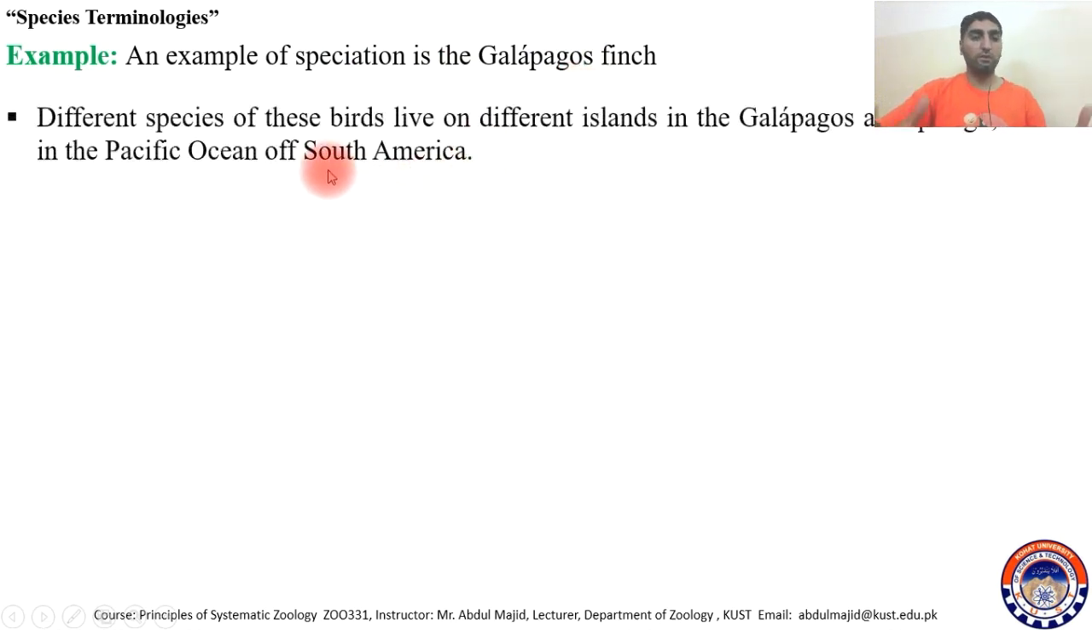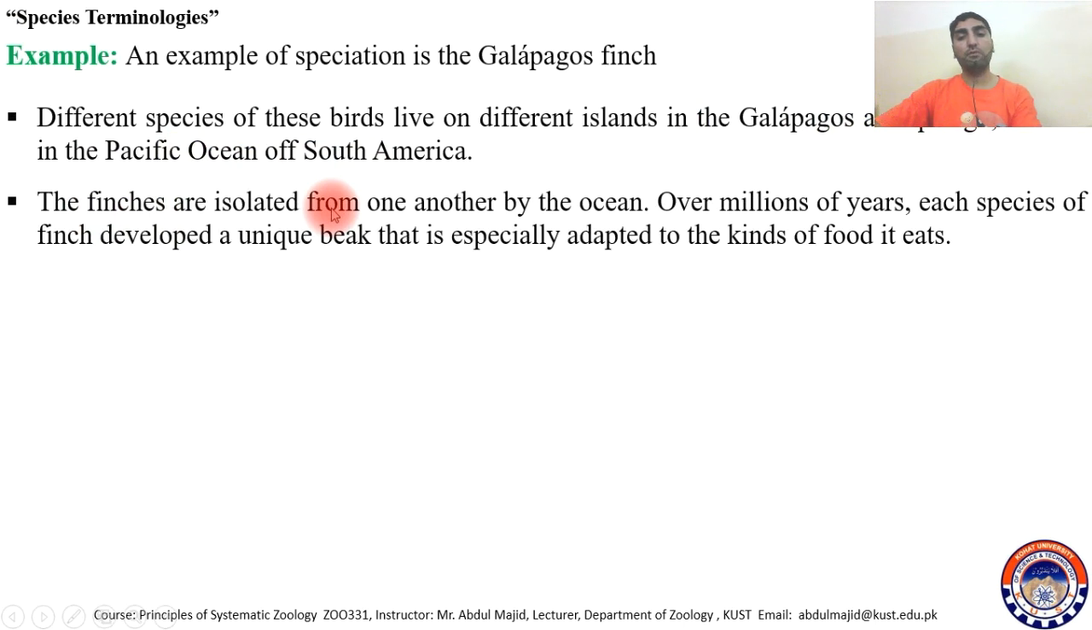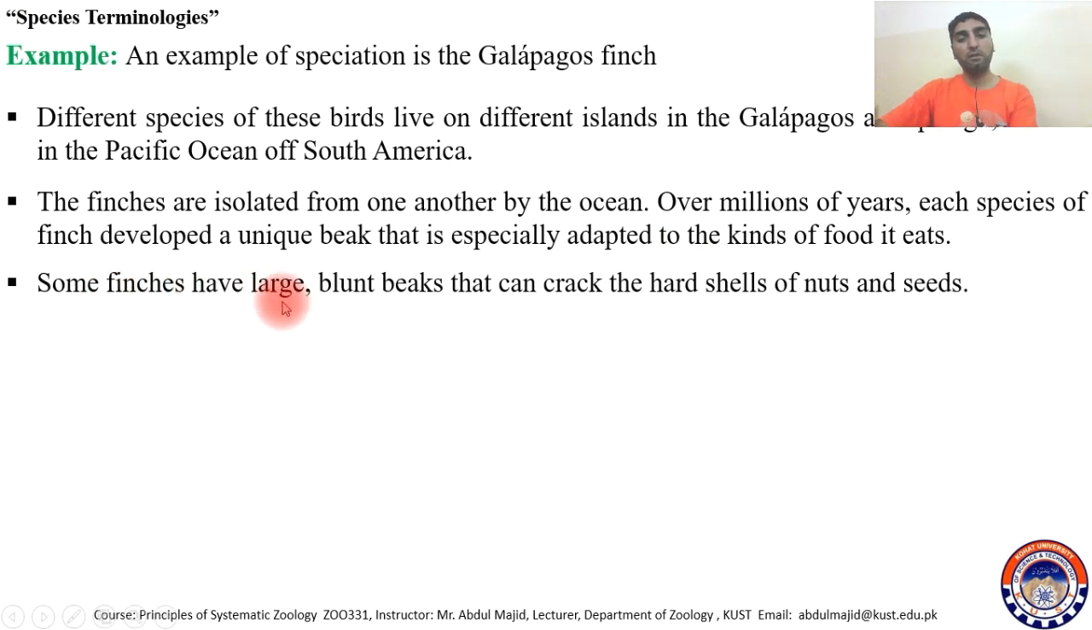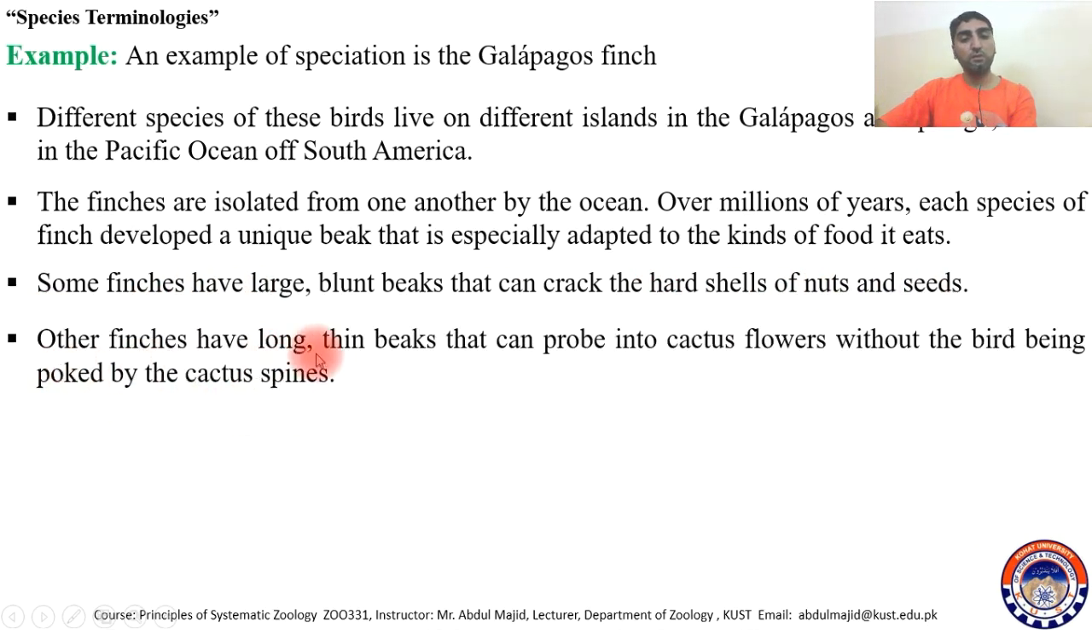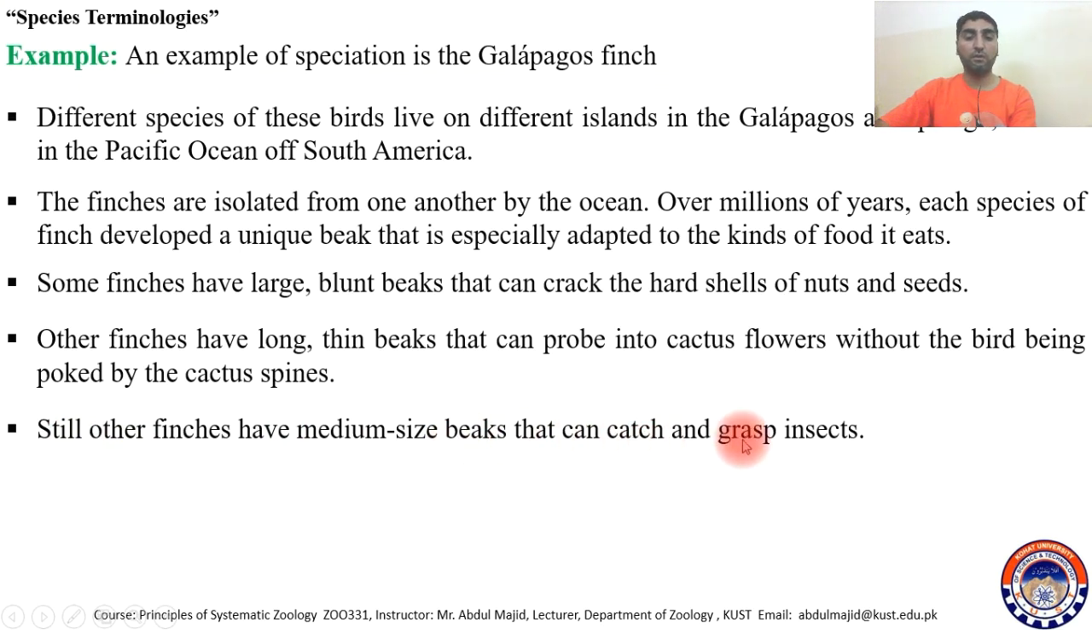We discussed the Galapagos finches as an example, and I will explain it again. Different species of these birds live on different islands in the Galapagos archipelago, located in the Pacific Ocean off South America. These finches were isolated from one another by the ocean, and over millions of years, each species of finch developed a unique beak especially adapted to its food or environment. Some finches have large, blunt beaks that can crack the hard shells of nuts and seeds. Other finches have long, thin beaks to probe into cactus flowers without being poked by the cactus spines, for sucking nectar. Still other finches have medium-sized beaks for grasping insects.